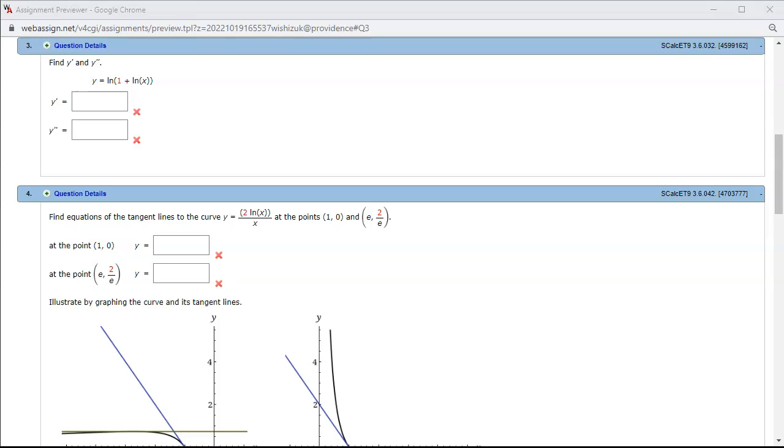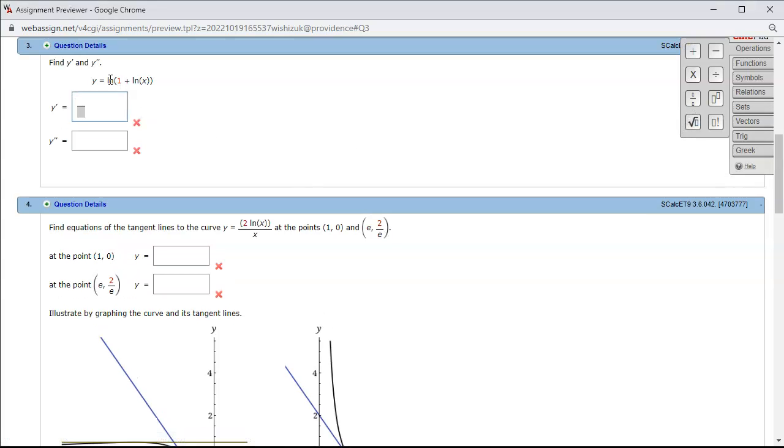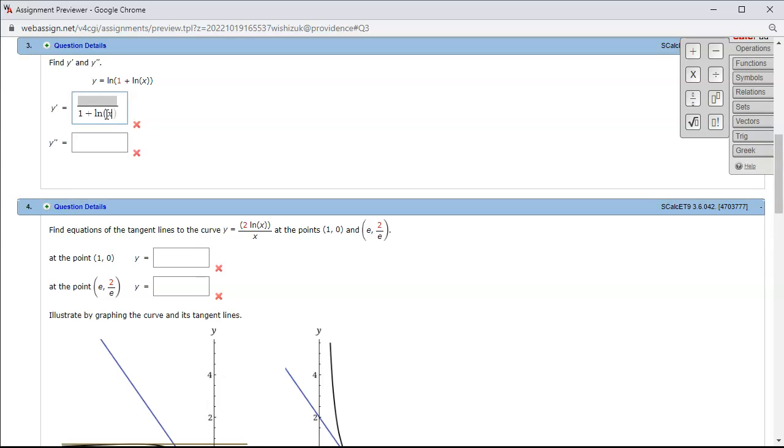All right, let's look at homework 3.6, problem number 3. So let's find y prime and y double prime. So y prime first. You have a natural log, so we're going to put the quotient here. Whatever you have inside the natural log, put it here. So you have 1 plus natural log of x.